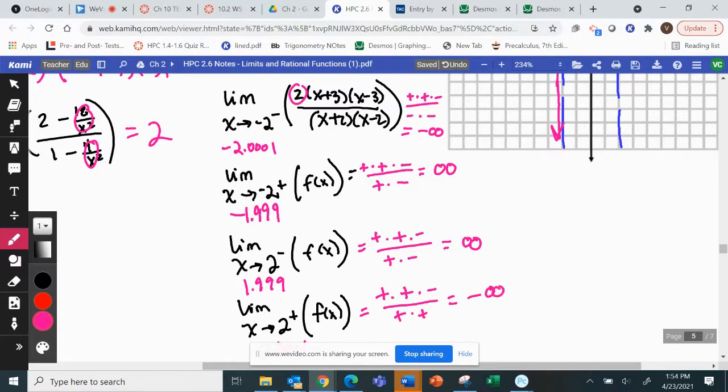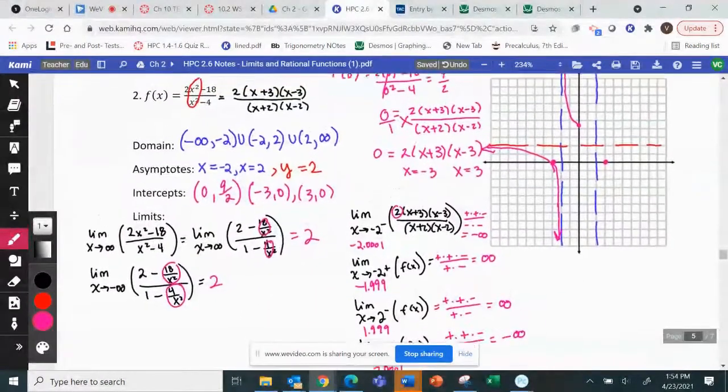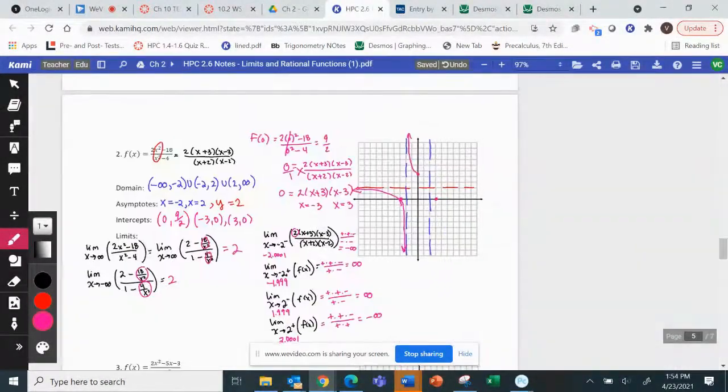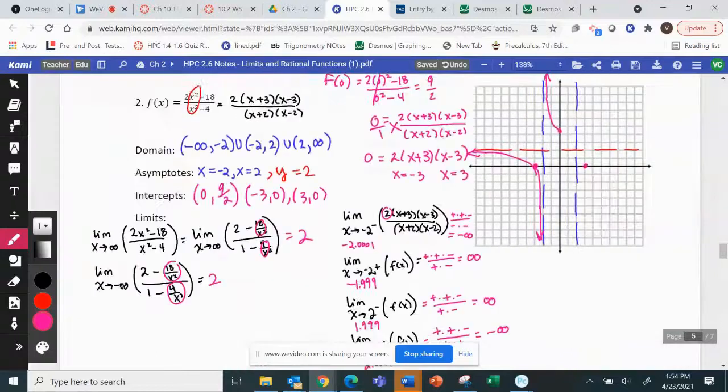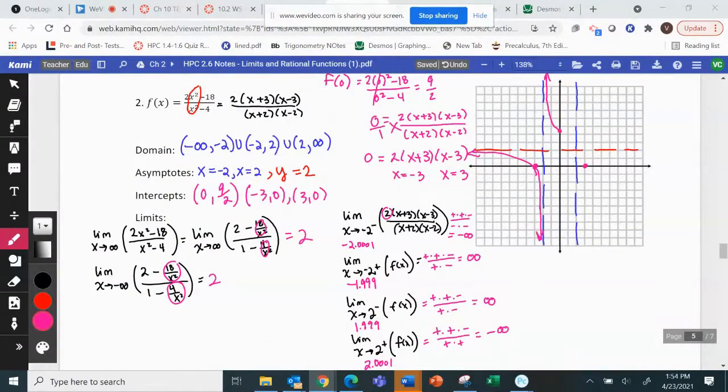So on the left of x equals 2, it goes to positive infinity. On the right, it goes to negative infinity. And then I will just draw the rest of it using the horizontal asymptote.